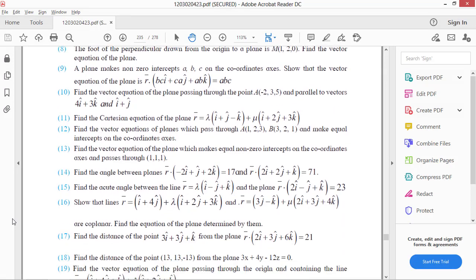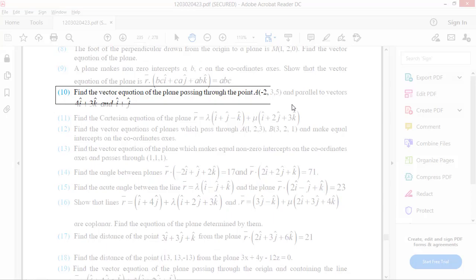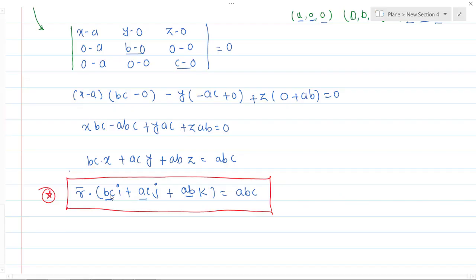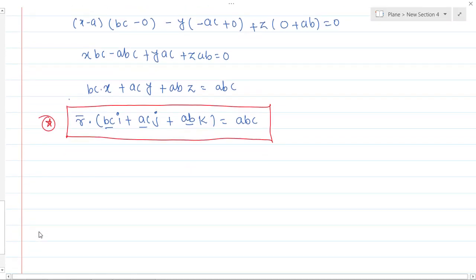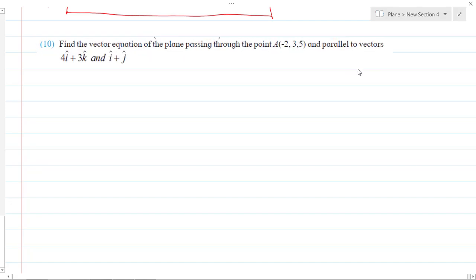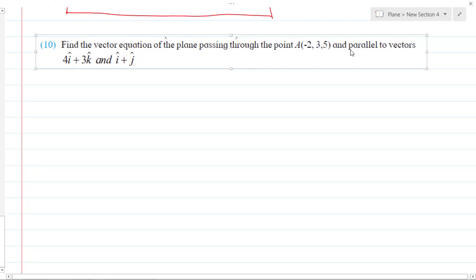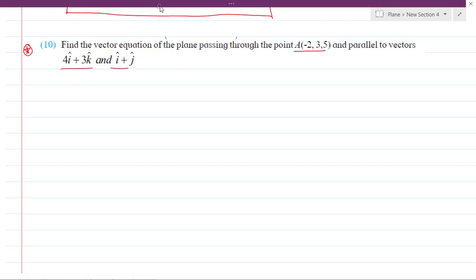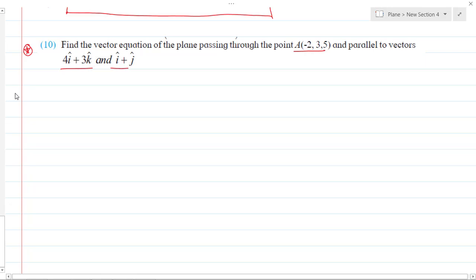Now let's see the last question of this video. This is the 10th question. So what it says, find the vector equation of the plane passing through the point and parallel to the vectors. Okay, this is the standard form, passing through the point A and parallel vectors, which we can take as b bar and c bar.